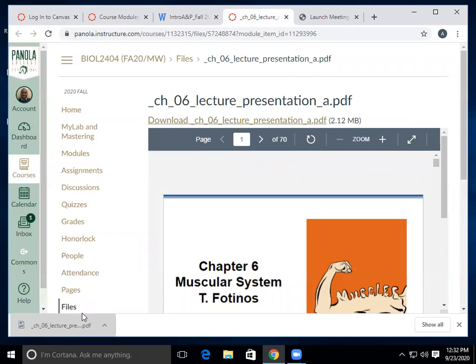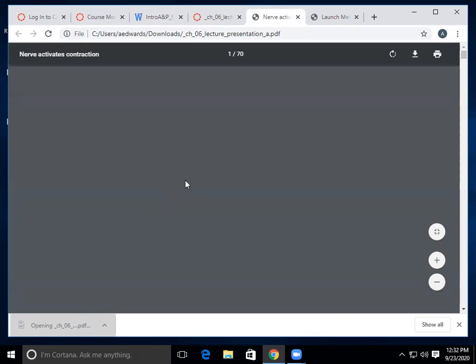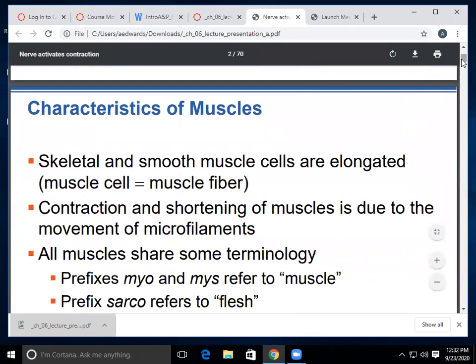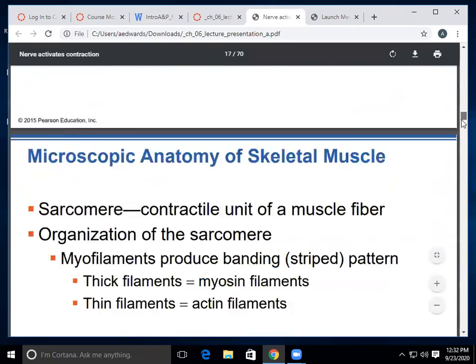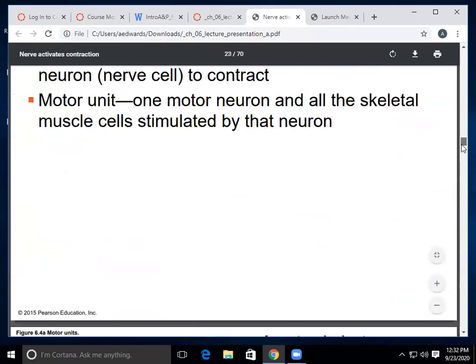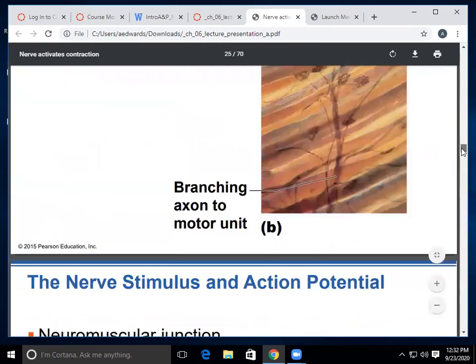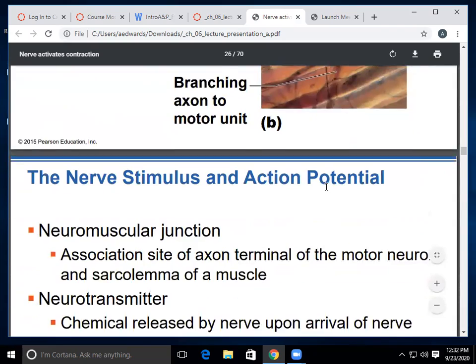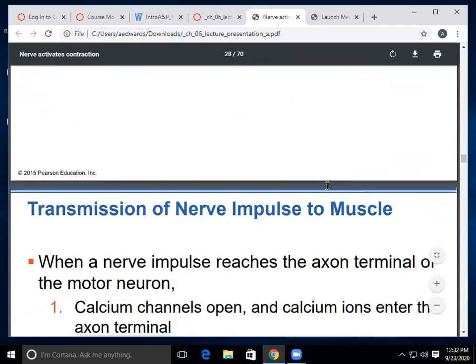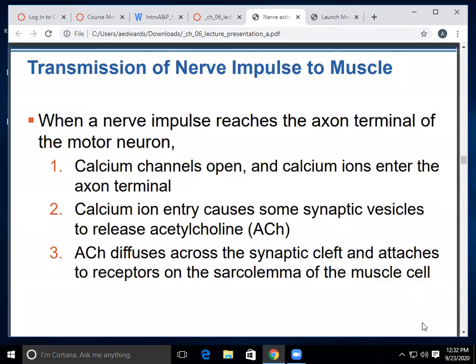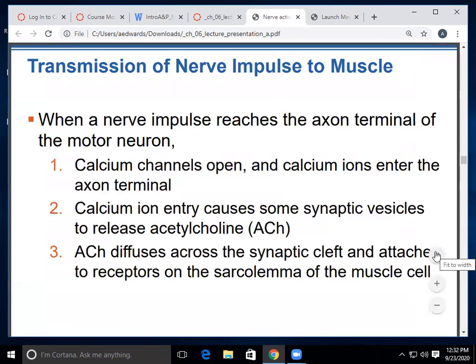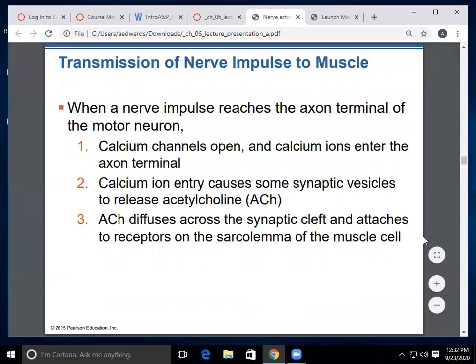All right. So let's pick up where we left off in chapter 6. We talked about the neuromuscular junction last time, and synaptic cleft. All right. So transmission of the nerve impulse to muscle.